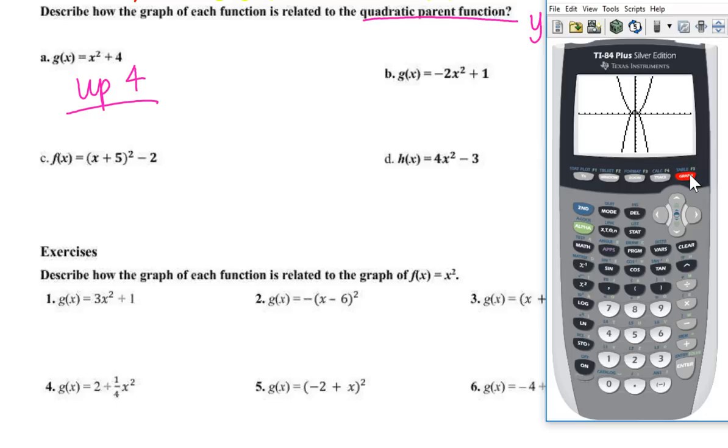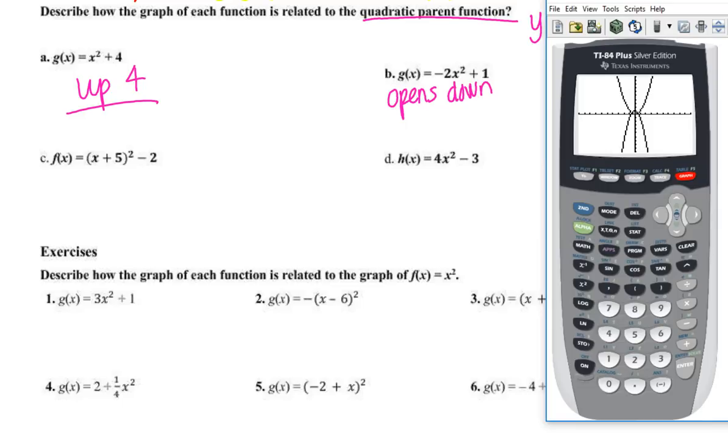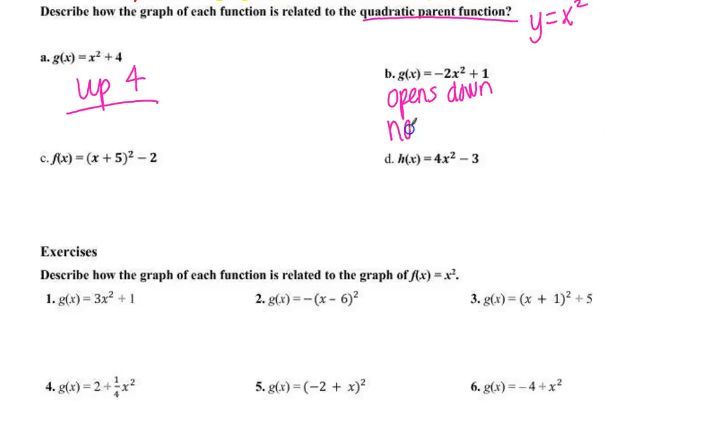Whew. Okay, so there's a couple things happening here. First of all, it became negative. So you can put negative or opens down. This new one opens down, or became negative, however you want to do it. Okay, that's the first thing that happened. Also, if I look here, that's my original. This guy got a little bit skinnier. Okay, narrower. So this one's also narrower.